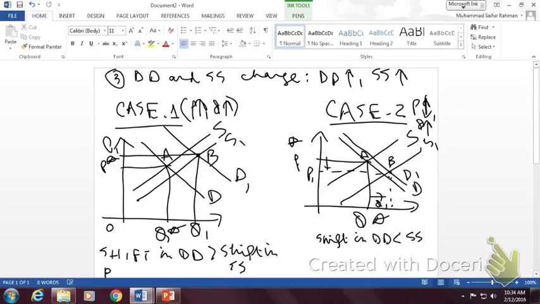Right? So if you were asked what happens to market equilibrium when both demand increases and supply increases, what would you say? It depends. In one case, price went up. In the other case, price went down, right? So the price can either go up or go down, but notice that quantity always goes up. You all see that? Thank you very much. Have a good weekend.